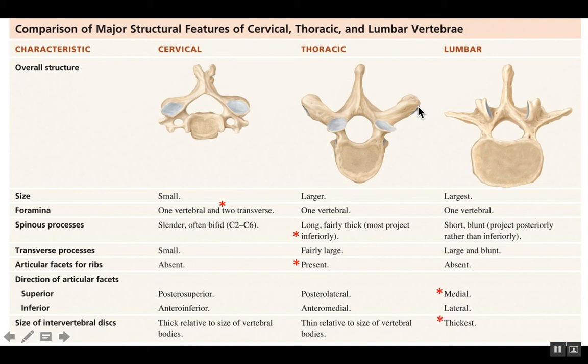There's a slight difference between the position and the direction of the articular facets. You'll notice here that the superior facets are facing medially. So that's just a minor difference there. And then obviously the size of the intervertebral discs have to be much thicker the farther down the vertebral column you go. So this is a pretty good figure showing all the minor and major differences between the three types of vertebra.